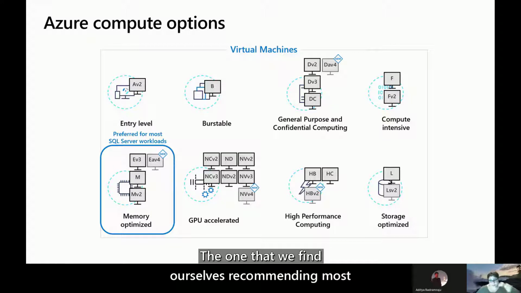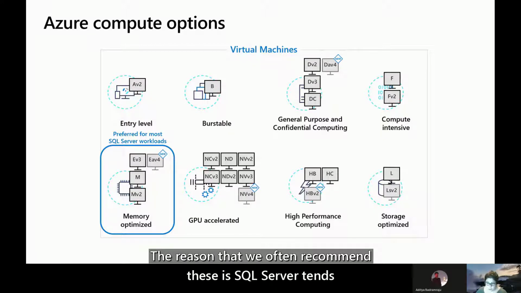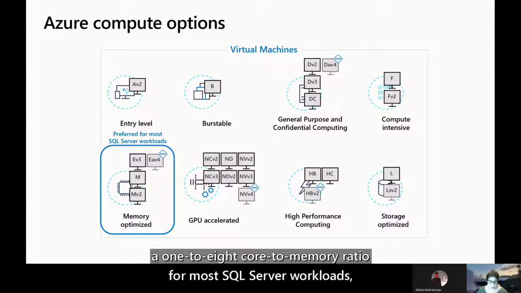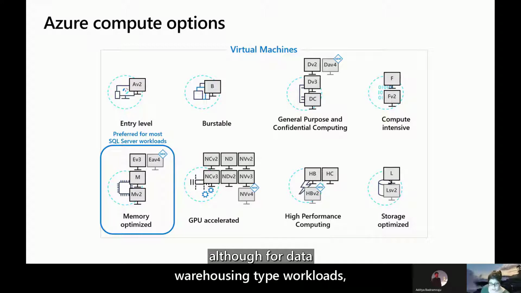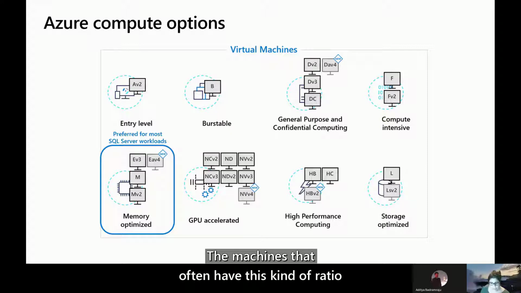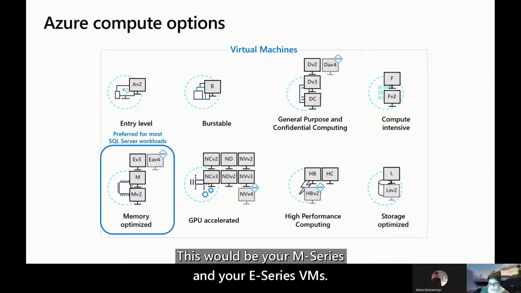The one that we find ourselves recommending most often are the memory optimized virtual machines. The reason that we often recommend these is SQL Server tends to be a memory intensive application, and we generally recommend a 1:8 core to memory ratio for most SQL Server workloads, although for data warehousing type workloads, you might have to go even higher. The machines that often have this kind of ratio of high memory to core are the memory optimized ones. So this would be your M series and your E series VMs. We prefer these VMs for most SQL Server workloads, particularly resource intensive SQL Server workloads.